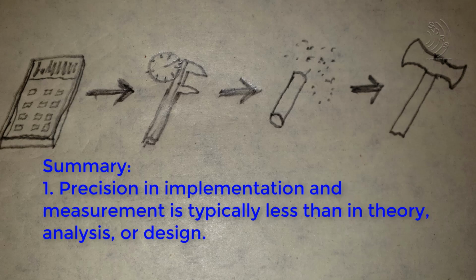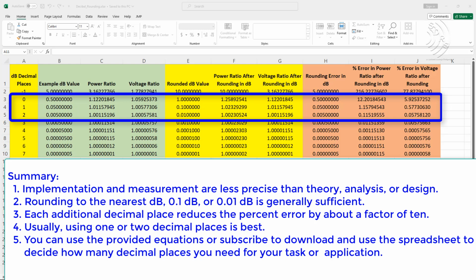To summarize, practical implementations and measurements typically involve dB values that are less precise than those we could calculate in an analysis or use in a design. Using 0, 1, or 2 decimal places in our dB values results in maximum power errors of approximately 12%, 1.2%, and 0.12% respectively. The corresponding maximum voltage errors are about 5.9%, 0.58%, and 0.058%. Each additional decimal place decreases the maximum error by about a factor of 10.